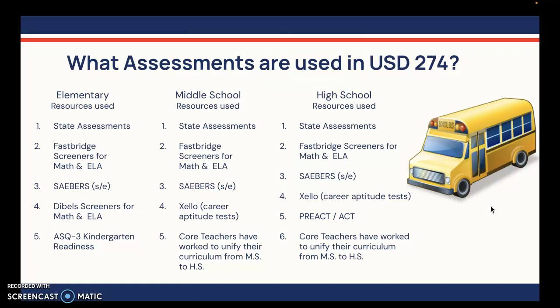SAEBRS, which is our social-emotional screener, is the same thing; it's going to be different as well. For elementary, we have DIBELS screeners, and if I understand DIBELS correctly, I apologize, I'm not an elementary person, it is another form of assessment geared more towards math and ELA. They also have the ASQ-3, which is the kindergarten readiness, saying how prepared kindergartners are. Going back to middle school, they have Zello, just like high school. Both of them have it. It's a career aptitude test. We really don't start Zello until 8th grade, and then we focus more on it in high school.